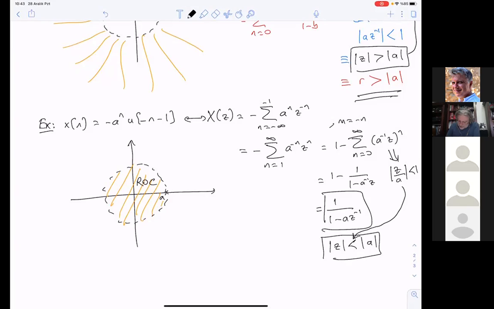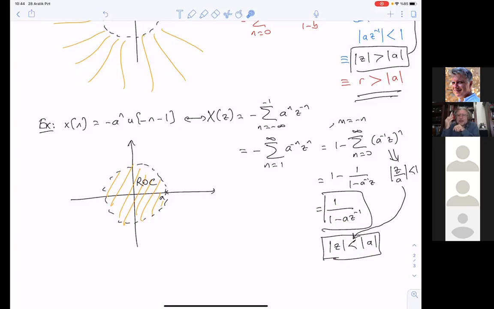So the Z transform overall consists of X of Z, which is the same as the top X of Z, and the region of convergence. But since this is a left-hand sided signal, the region of convergence is to the inside of the circle. If it's a right-hand sided signal, it's to the outside of the circle. So things are very similar to the Laplace transform.